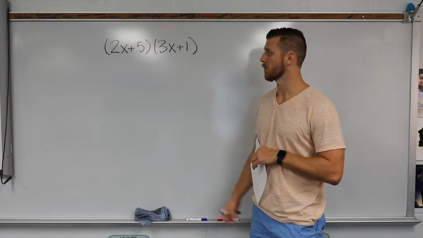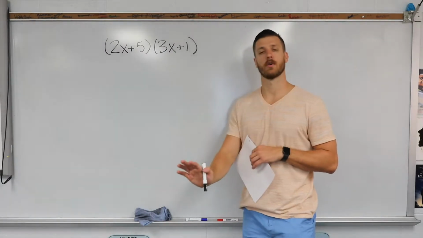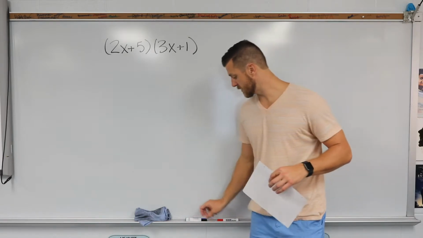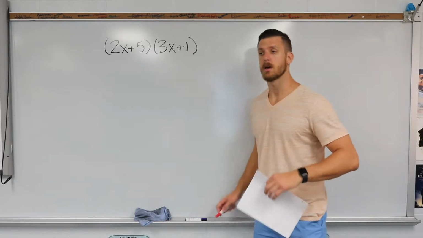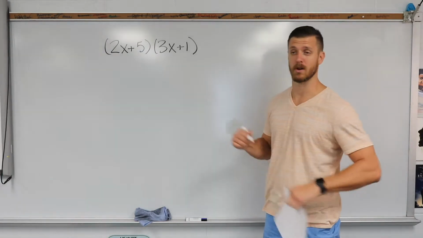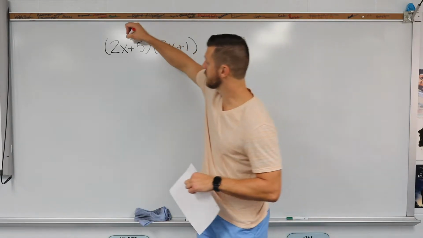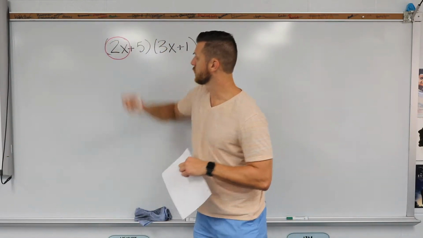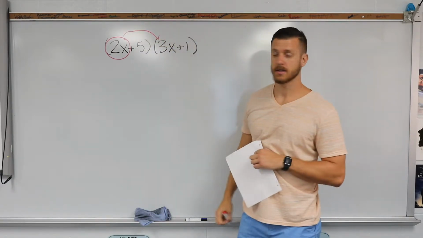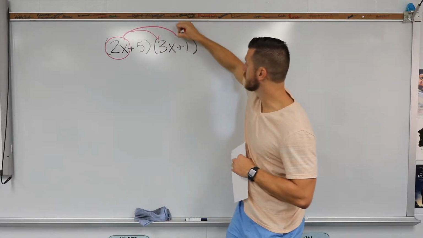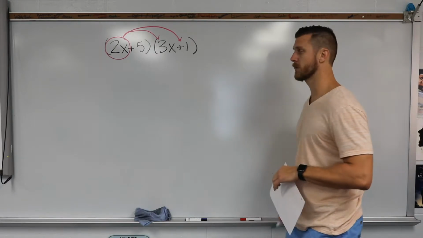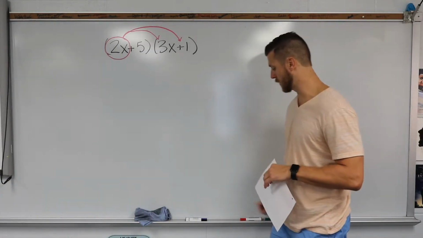First thing, people want to do the box. Fine, but that's just a tool, a memorization tool. It's still systematic. You can still get the right answer, but let me show you why the box method works. It's because of the distributive property that we're about to use here. I'm going to take this 2x, just the first term, and I'm going to distribute it to the 3x, and then I'm also going to distribute it to the plus 1. We're going to multiply those together, and let's see what we get.